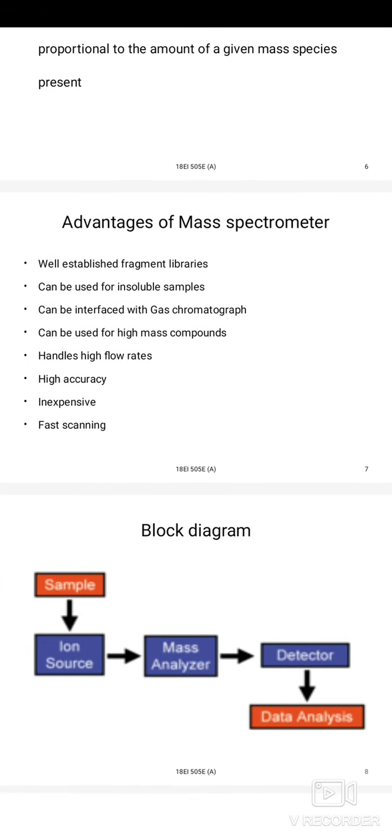Advantages of mass spectrophotometer. Well established fragment libraries can be used for insoluble samples, can be interfaced with gas chromatograph, can be used for high mass components, handles high flow rates, high accuracy, inexpensive, fast scanning.